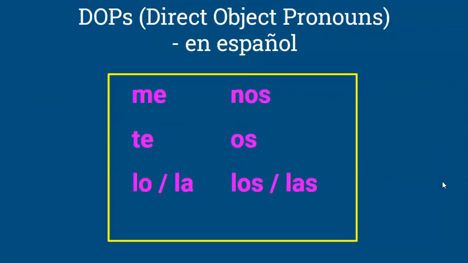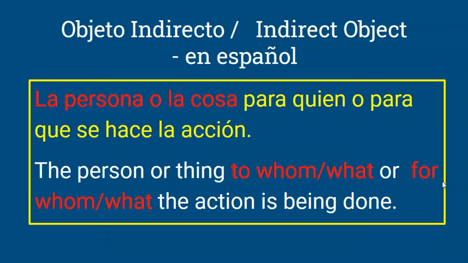And here they are, the DOPs, the direct object pronouns: me, te, lo, la, nos, os, los, las. So again, the thing being verbed, the thing receiving the action of the verb.